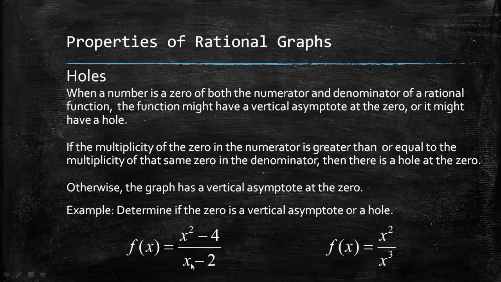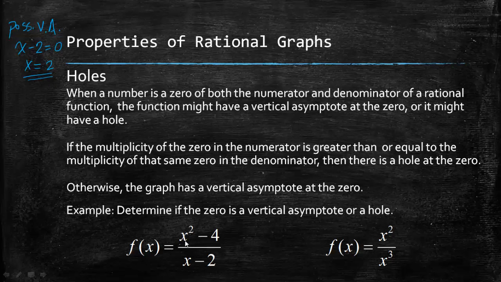I have the denominator. That's what I work with when I'm looking for a vertical asymptote. So my possible vertical asymptote is: take the denominator, set it equal to 0, and solve for x. So this is a possible vertical asymptote. Okay? What I do is I take this possible vertical asymptote, and I substitute this value of 2 in the numerator.